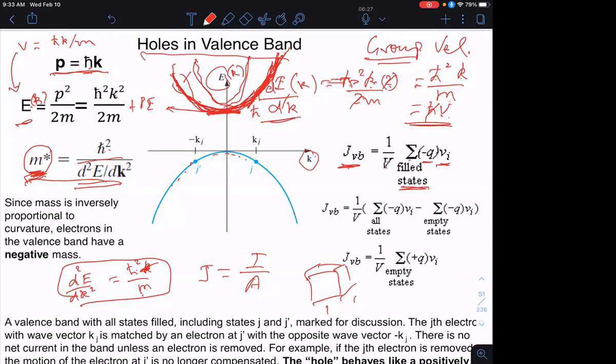Now, what is the velocity? Well, we just saw that velocity is equal to 1 over h bar dE dk, right? So for each of these electrons, I get the corresponding slopes, I get the corresponding velocities, right? Now, this sum over filled states can be written as sum over all the states in the valence band minus a sum over the empty states, right? So I'm writing the sum over filled states as sum over all the states minus sum over the empty states.